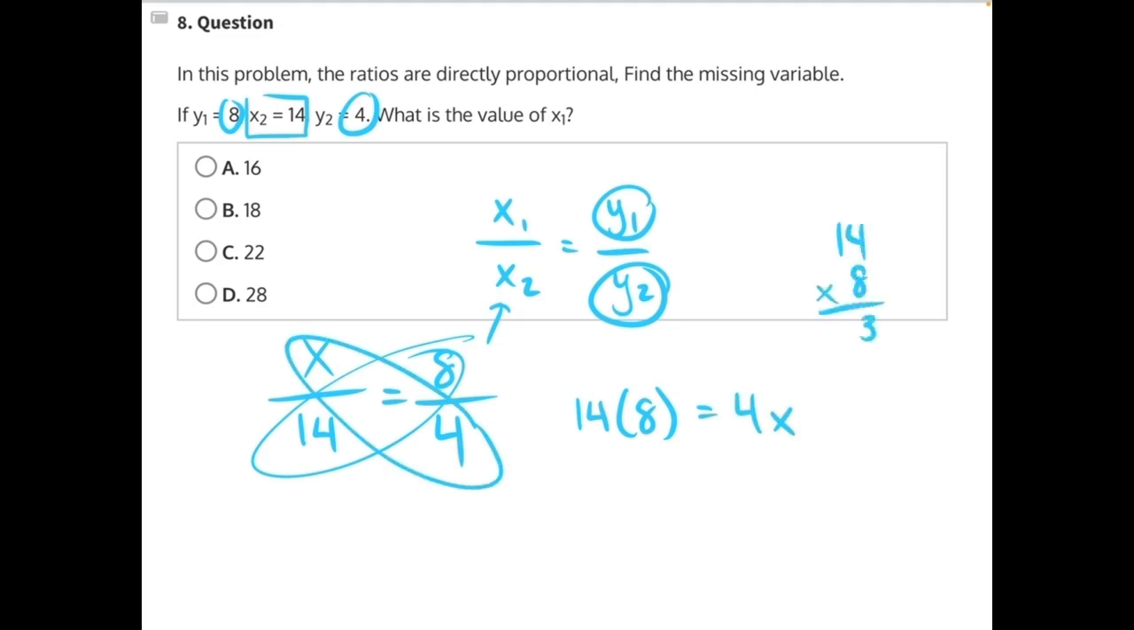So we can do 14 times 8. 8 times 4 is 32. 8 times 1 is 8 plus 3 is 11, so we have 112 is equal to 4x.